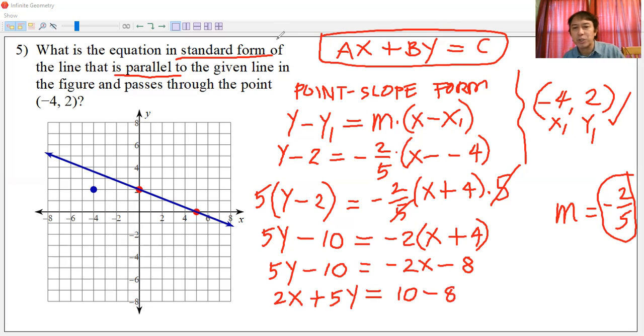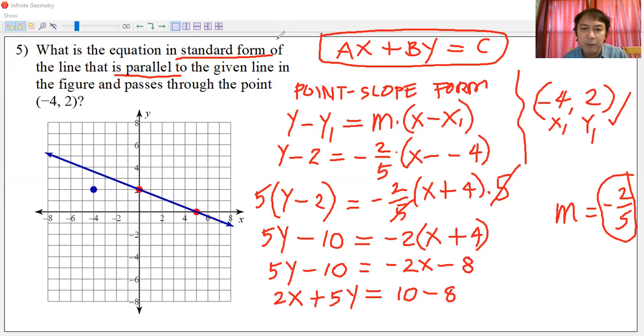We call that transposition. The negative 2x goes to the other side, becoming a positive 2x. The 5y remains there, so there's no change in the sign. The negative 10 goes to the other side to the right. From negative 10, it is now a plus 10. There's no sign anymore. That means it's positive. The negative 8 did not move at all from right, so it remains negative 8.